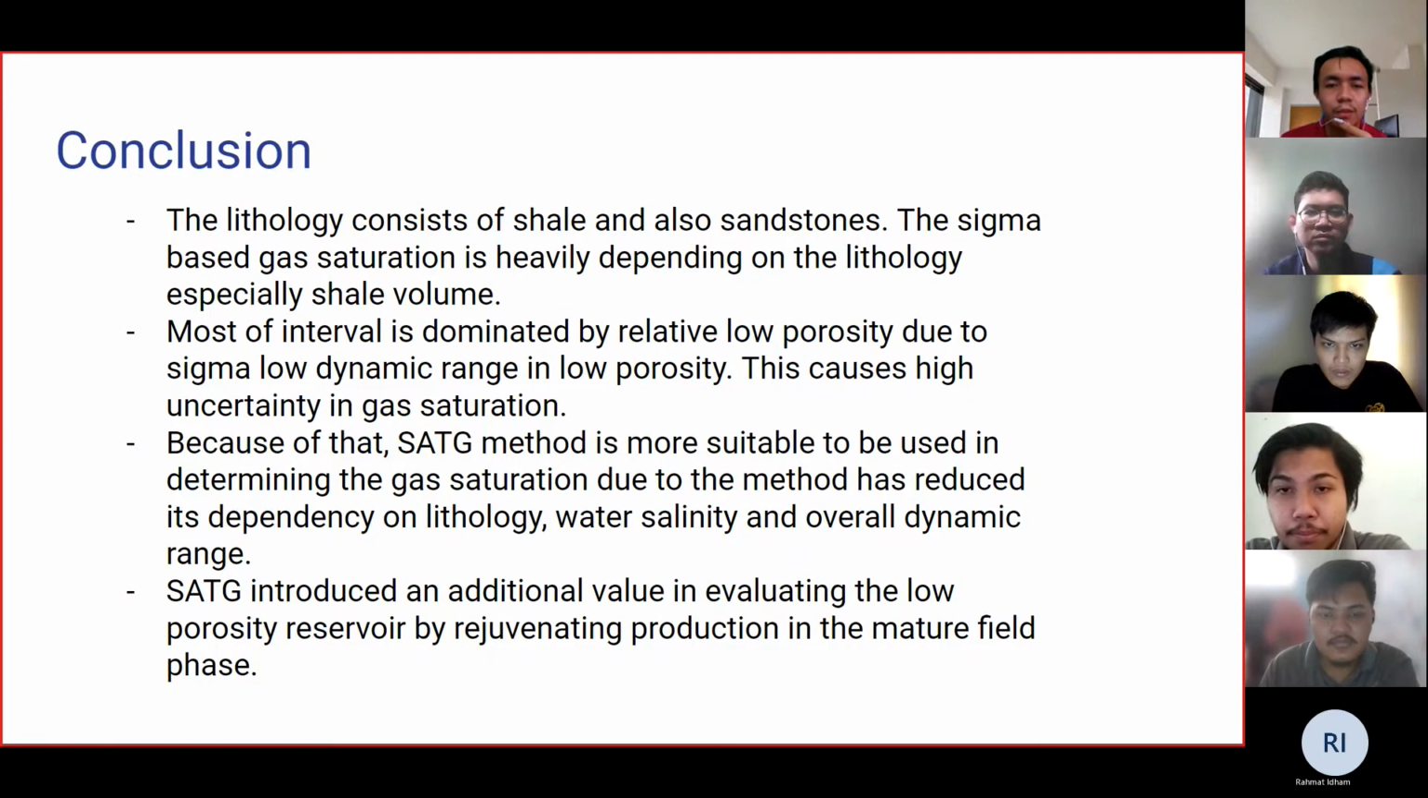the saturation gate method is more suitable to be used in determining the gas saturation, because the method has reduced its dependency on lithology, water salinity, and the overall dynamic range. The saturation gate also introduces additional value in evaluating the low porosity reservoir by rejuvenating production in the mature field.